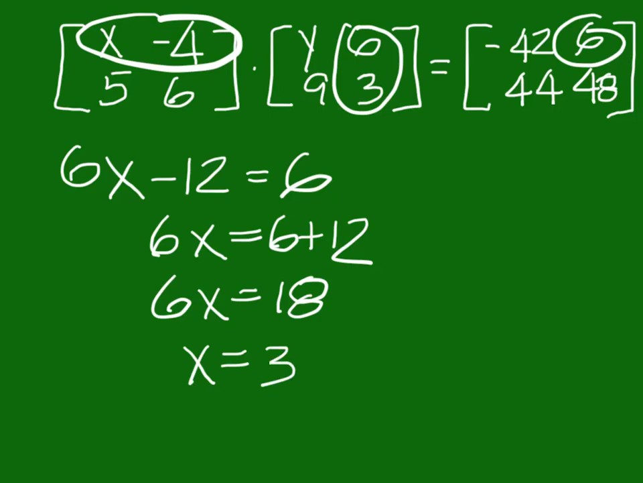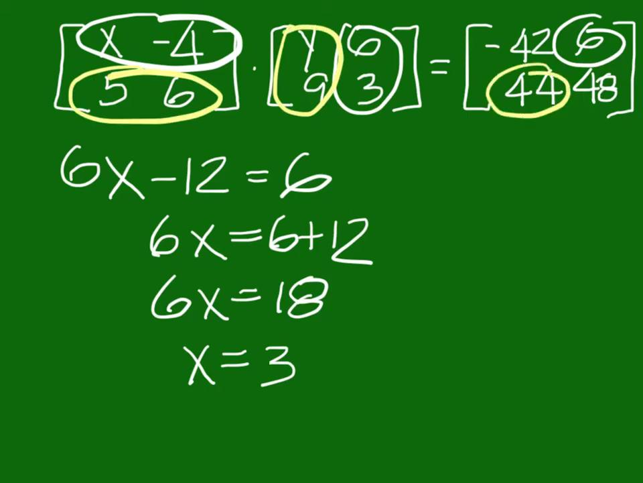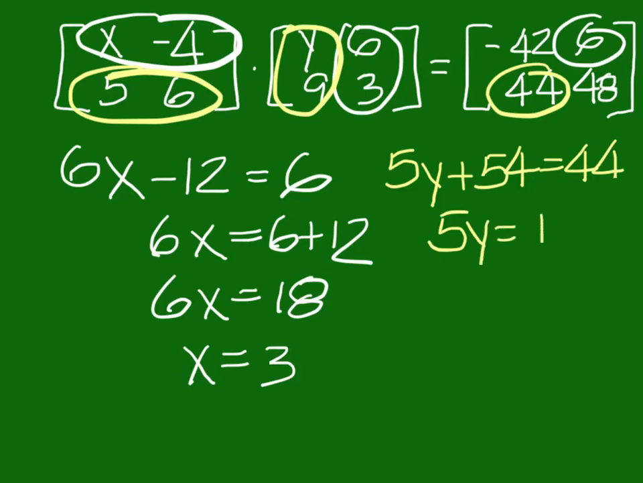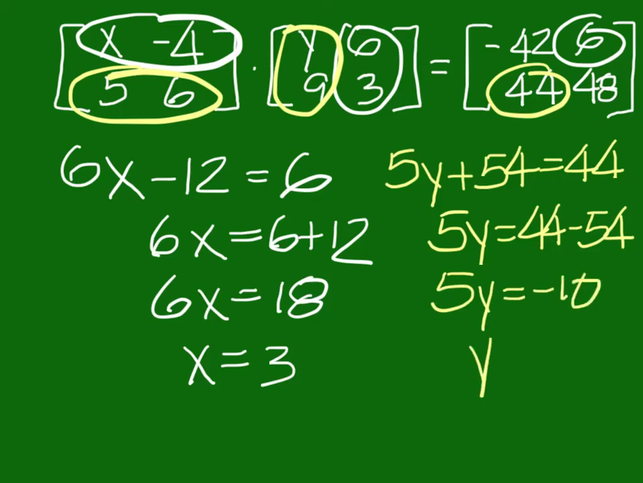Now for the y, we can use this row and this column, which would be the 44. So 5y plus 54 equals 44. 5y would be 44 minus 54. That would be a negative 10, which would make y negative 2.